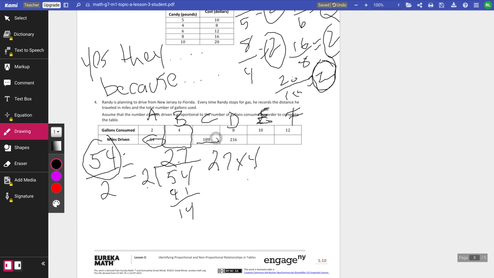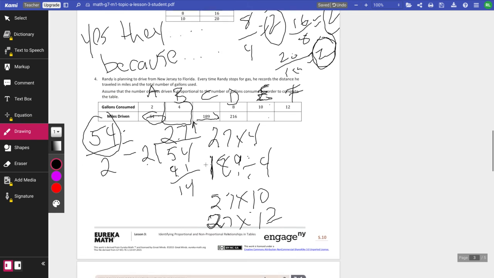Now here, because I'm going the opposite way, I have to divide it. 189 divided by 4. Here, 27 times 10. And here, 27 times 12. Okay. So I'll have you guys solve that. I think that's something you can do on your own. Whatever strategy you use, feel free to go ahead and fill those in.